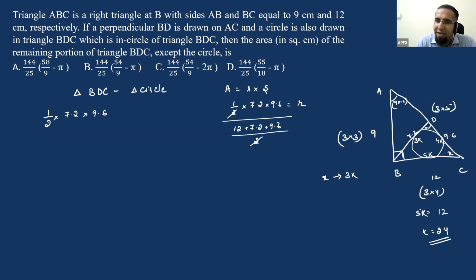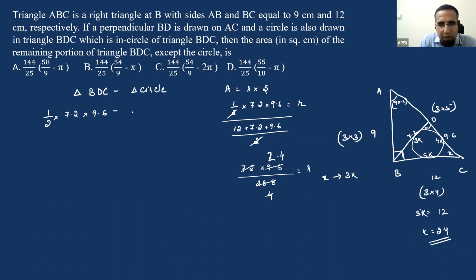Now 12, 7 plus 9 is going to be how much? 16.8. So we have 7.2 into 9.6 divided by 16.8 plus 12. That is 28.8. So 7.2 into 4 is equal to 28.8. And 4 into 4 into 2.4 will be the value of R.